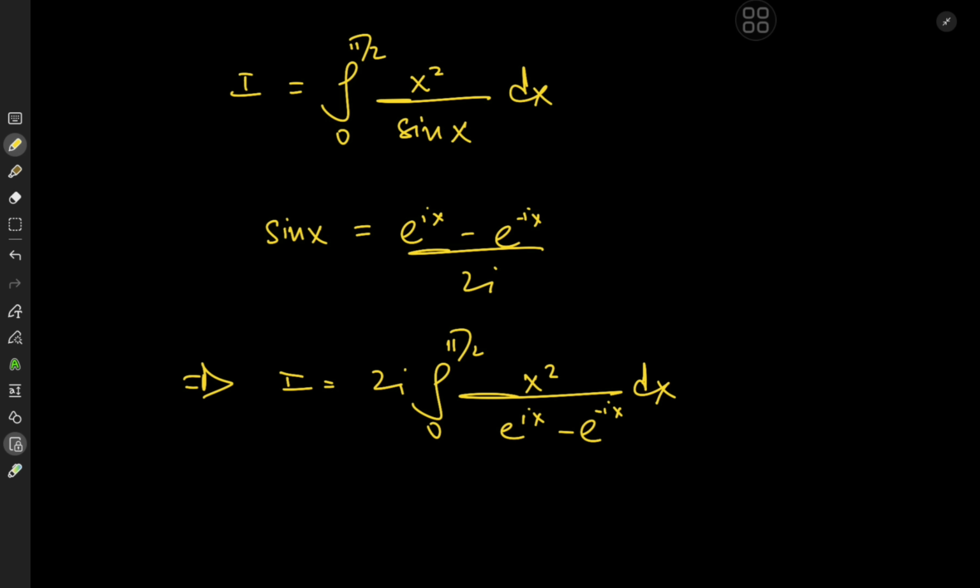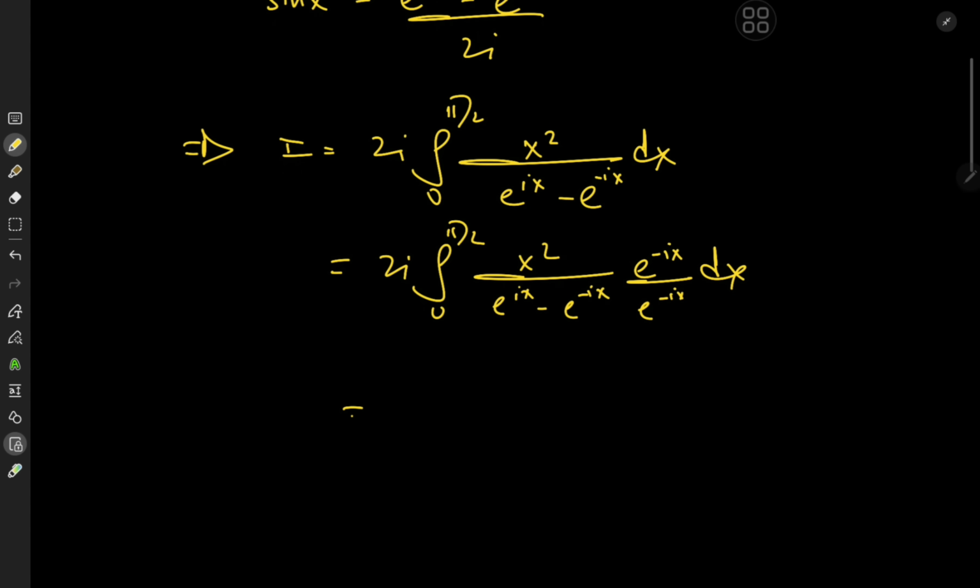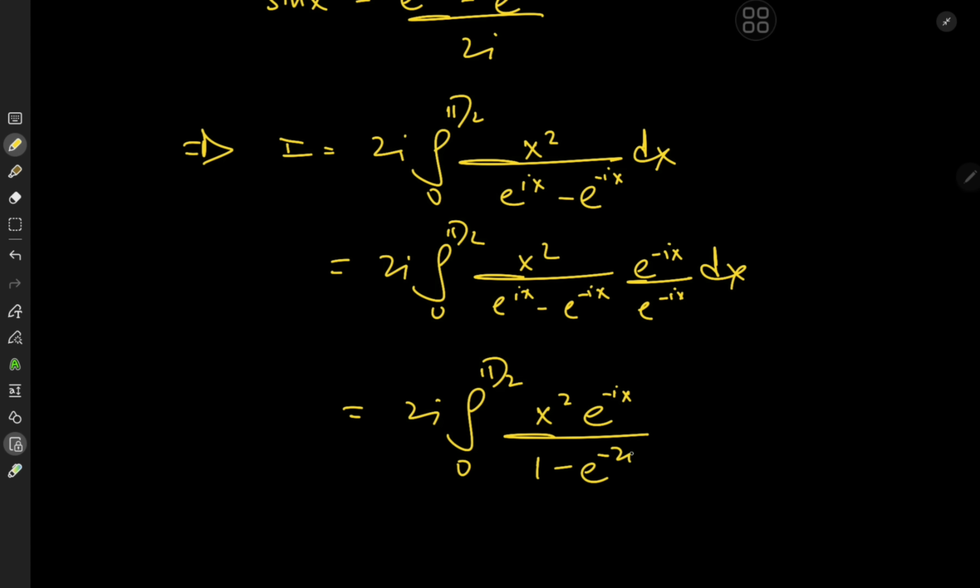Well, to start off, we could expand using e to the negative ix. So we have 2i integral 0 to pi over 2 x squared over e to the ix minus e to the negative ix times e to the negative ix over e to the negative ix dx. And all of this means we have 2i times the integral from 0 to pi over 2, x squared times e to the negative ix over 1 minus e to the negative 2ix dx.